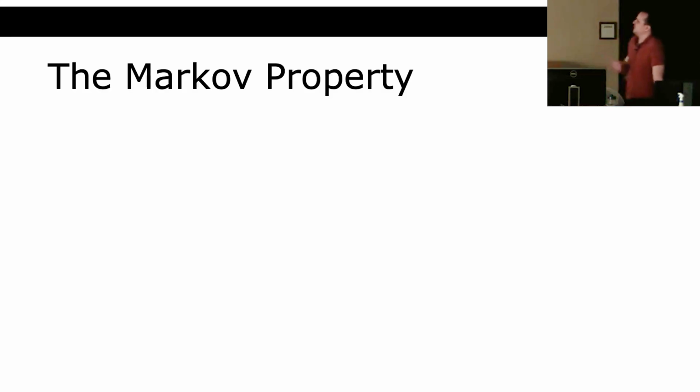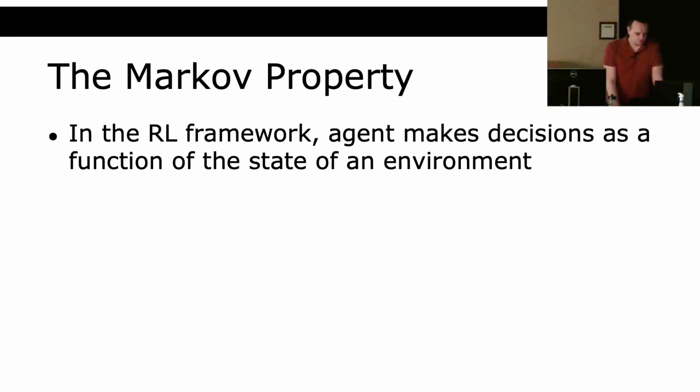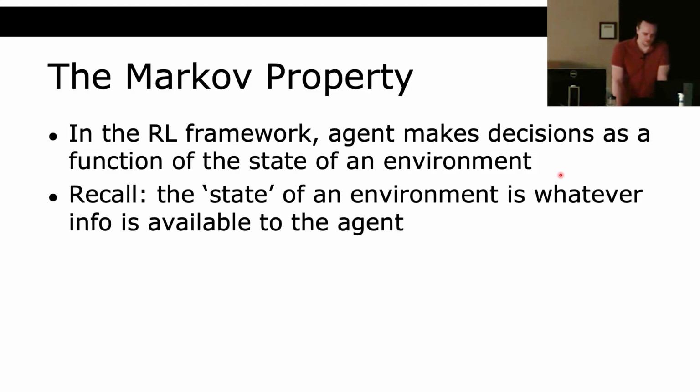Before we talk about that, we need to talk about what the Markov property is, and Markov is just the name of the person who discovered all of this stuff. In the reinforcement learning framework, agents make decisions as a function of the state of an environment. That's what we've been talking about so far. You have some sort of decision function, it gets passed in a state, and out pops an action. Just recall that the state of an environment is whatever information is available to the agent at some perceptual instant. Like if I took a picture of this classroom, that would be the state of the classroom right now.